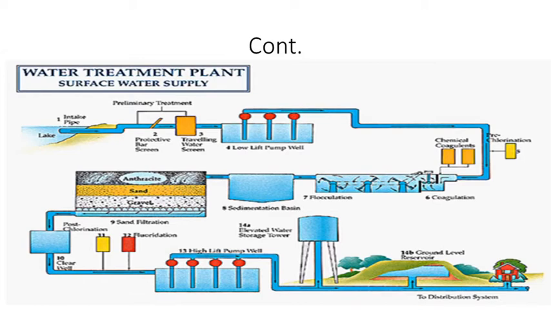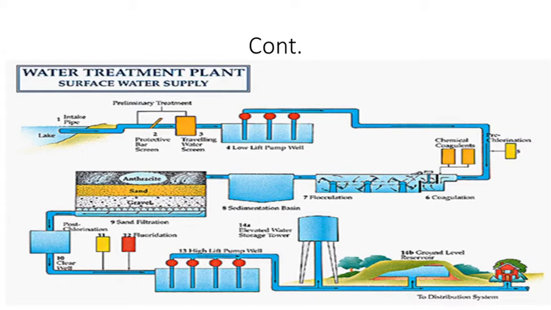Basically there are two types of filter: slow sand filter and rapid sand filter. The slow sand filter is mostly used in rural areas where large space is available, and the rapid sand filter is mostly preferred in city areas where space is limited. Yesterday we also discussed the classification between the slow sand filter and the rapid sand filter, or the basic differences between them. We discussed various points from which you can distinguish the slow sand filter from the rapid sand filter.